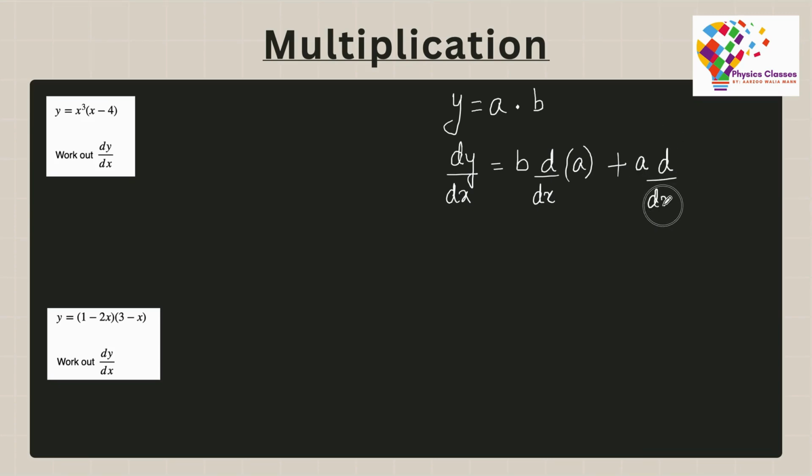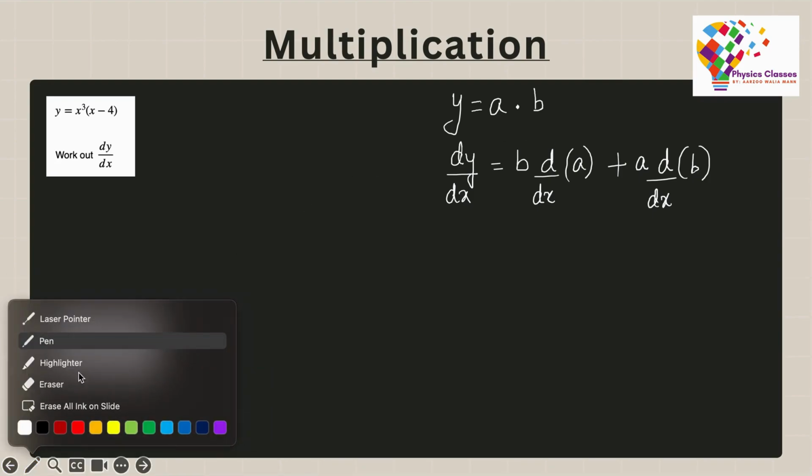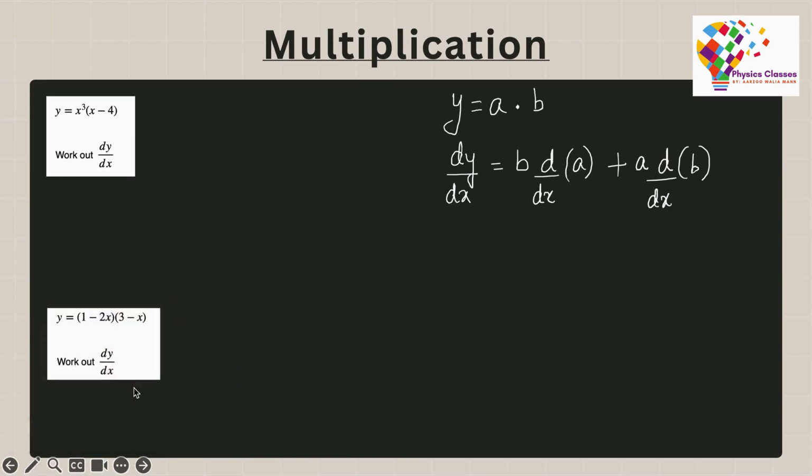We have y is equal to x cube into x minus 4. X cube is the first function and x minus 4 is the second function. So first I keep x minus 4 constant and I take the derivative of x cube, plus then I keep the first function, that is x cube, constant, and I take the derivative of x minus 4 over there. Now let us take the derivatives.